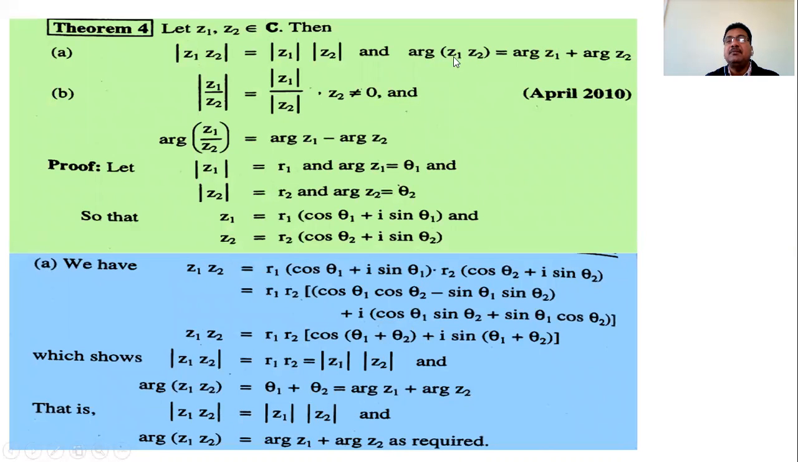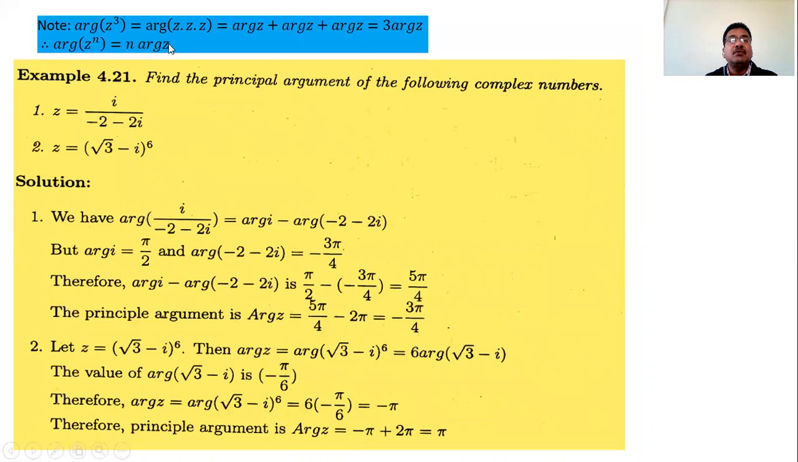That is, if we find argument of z1 into z2 into z3 up to z10, then it is the addition of argument of z1 plus argument of z2 plus argument of z3, and in this way up to argument of z10. So what is argument of z cube? z cube is z into z into z, which is argument of z plus argument of z plus argument of z. Conversion of multiplication to addition. That is 3 times argument of z. That is, argument of z cube is 3 times argument of z.